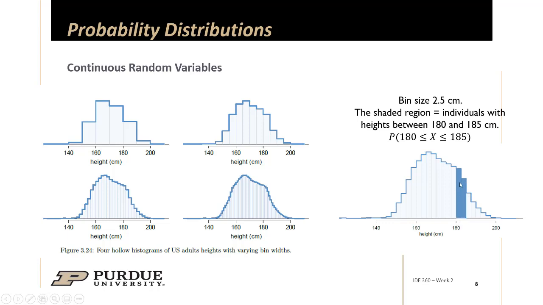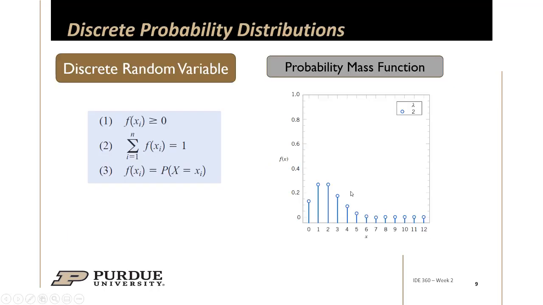Those are the ones that are illuminated here. Given that bin size, we could calculate this probability by summing the height of these two bars.